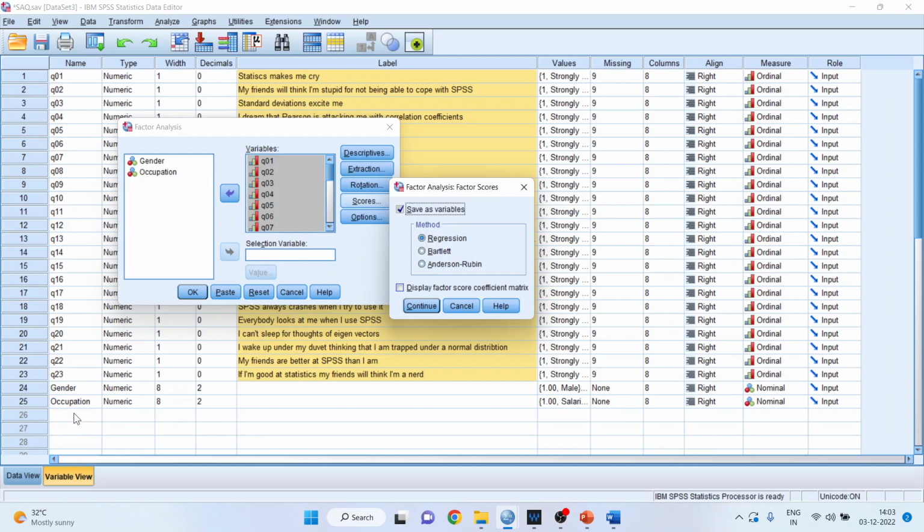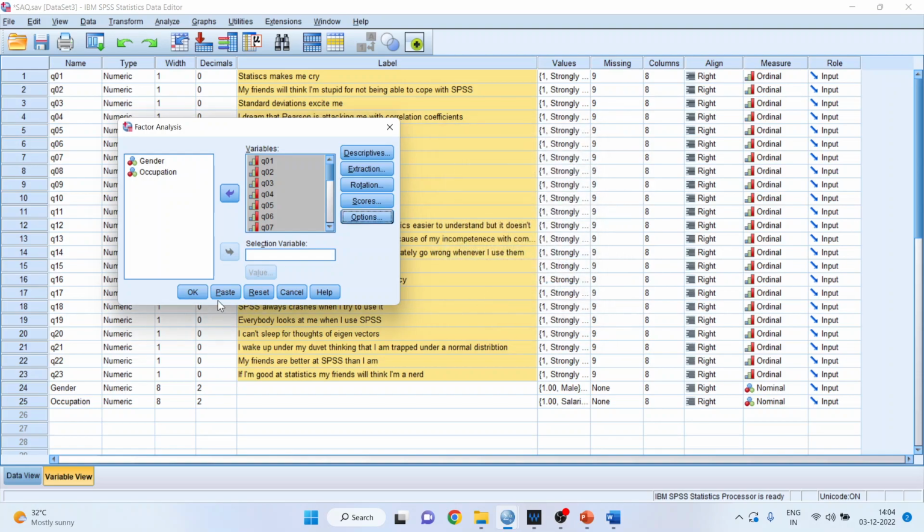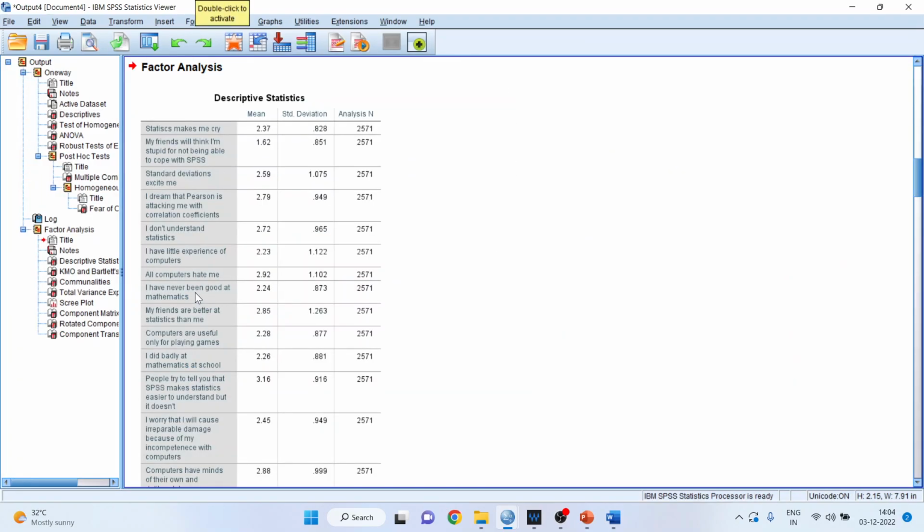Here we don't have the factor scores at present. You can see here after 25 there is nothing. But once I run the factor analysis, 4 new variables will be generated, which we'll discuss later on. But save as variables, the method is Anderson-Rubin. Continue. Click on Options, sorted by size, suppress small coefficients. So any coefficient whose absolute value is less than 0.5 will not be included. Continue. Click OK. And you have got the results.